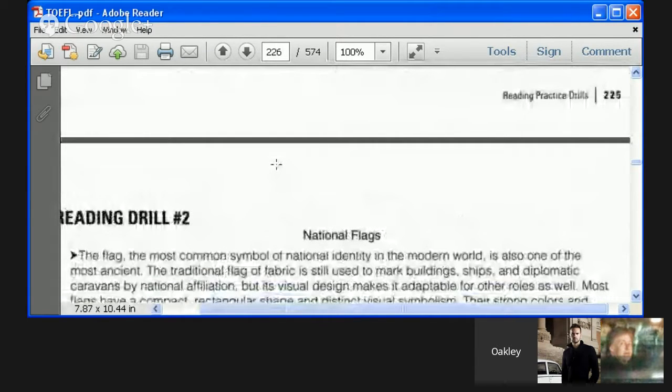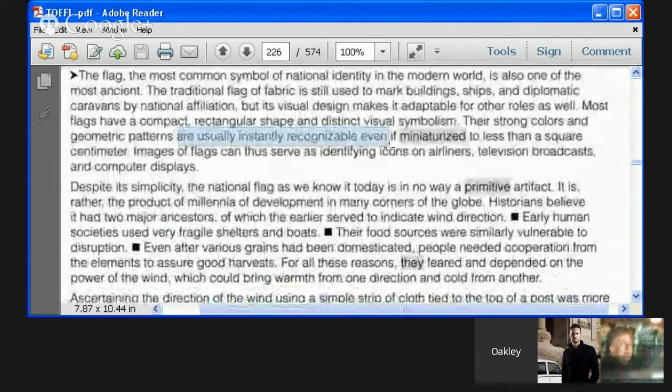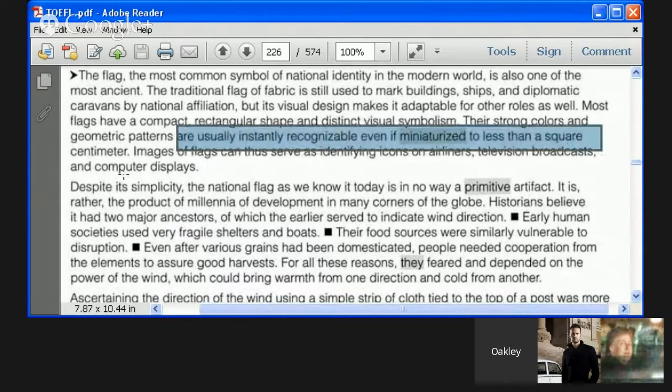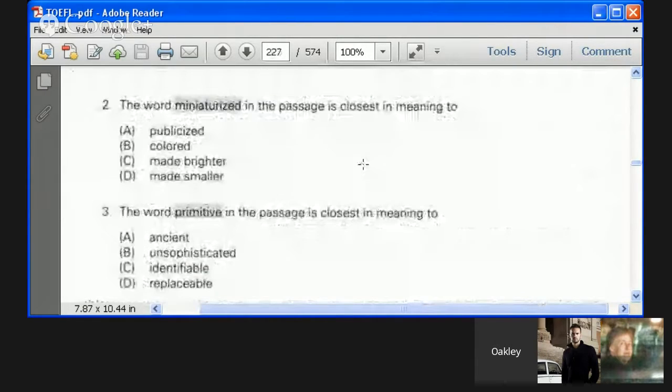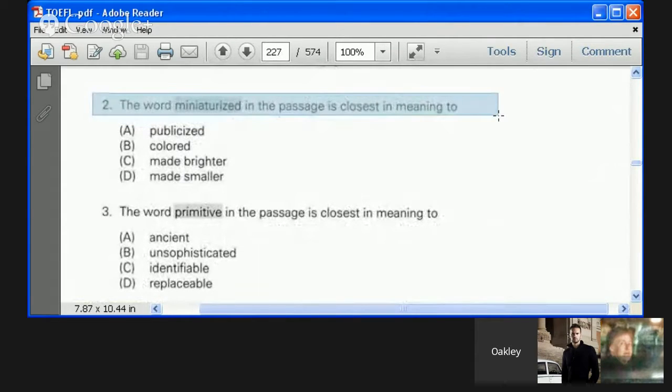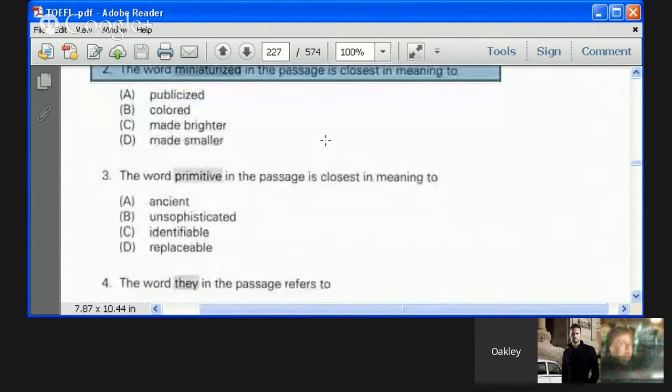All right. Colors and patterns, easily recognizable, instantly recognizable. Even if made smaller, to less than a square centimeter. Well, okay, then it gives a size. Yeah, that's totally logical. Boom. Okay, obviously, again, with vocabulary questions, if you have an idea what it means, you can do them very quickly.